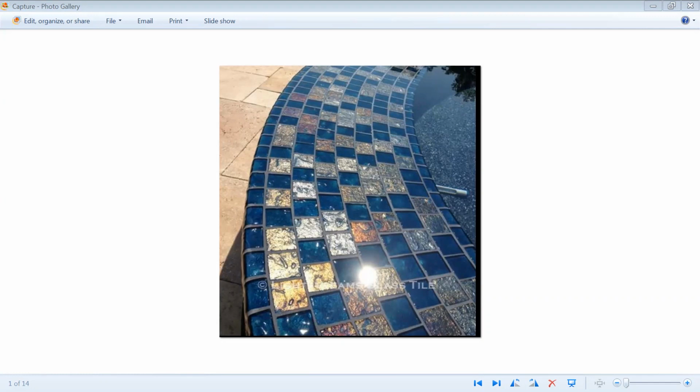Now, this is a very favorite tile of mine. It is Light Streams. It comes from California, and it is a beautiful iridescent glass tile and one of the actual best on the market.